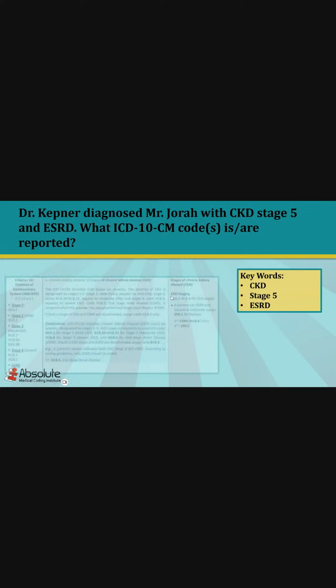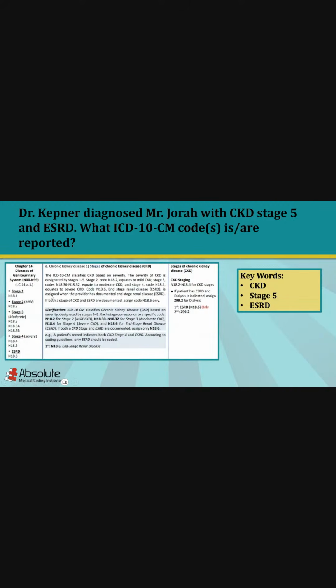So, diagnosed with chronic kidney disease stage 5 and ESRD. So, we are taking out our chronic kidney disease stage 5 and our end stage renal disease. As everyone put, this is going to be our guideline. This is going to be taken straight out of the MCG manual. And you can see that this chart is super, super helpful when it comes to coding these kinds of situations.